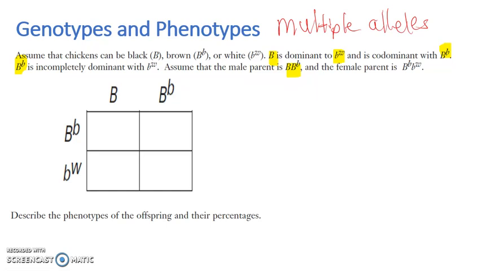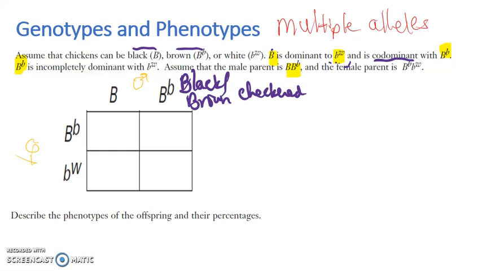So first we have to decode what are the phenotypes of the parents. Here we have the male, here we have the female. So let's start with the male. Dad is black with his big B and brown. Now, big B is dominant to little b, so that doesn't compute, but what does is it's codominant with big B superscript B. So that means that dad is a black and brown checkered chicken.